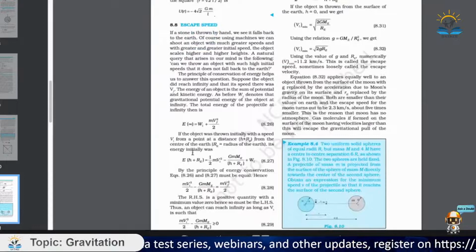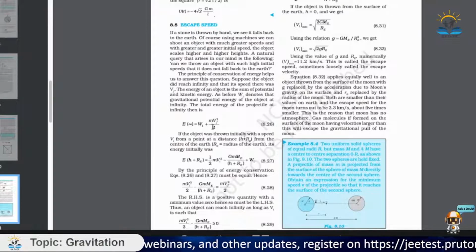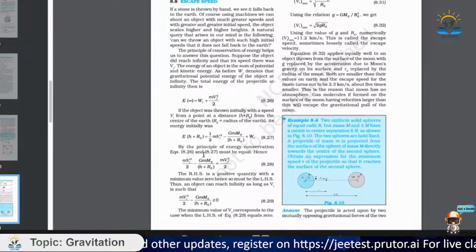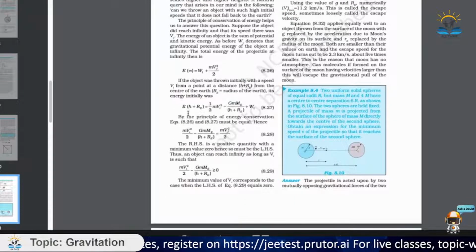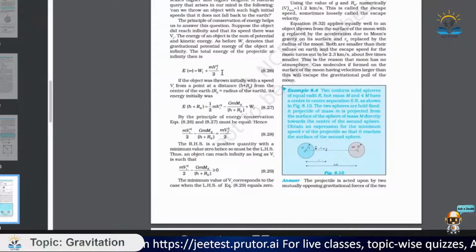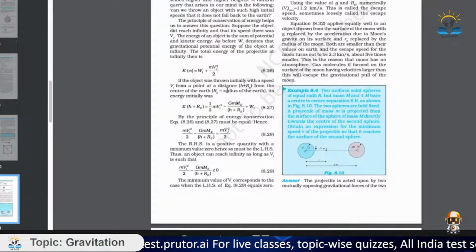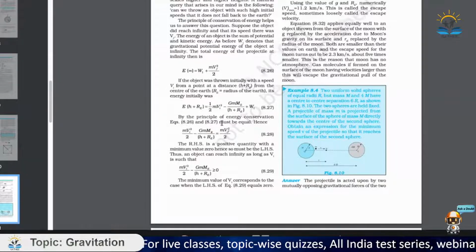So suppose the energy of the particle at Earth's surface is half mv squared plus gravitational potential W1. So here we would be using energy conservation to find the velocity that should be imparted to the particle so that it escapes the Earth's gravitational field.